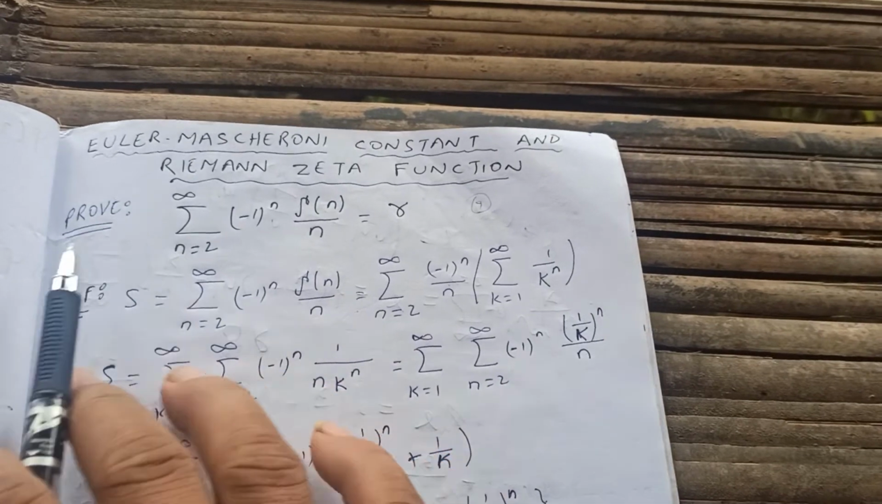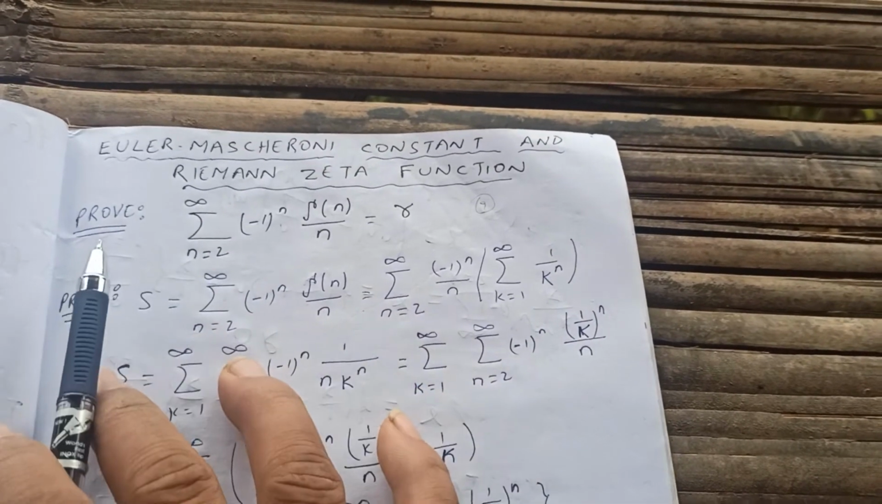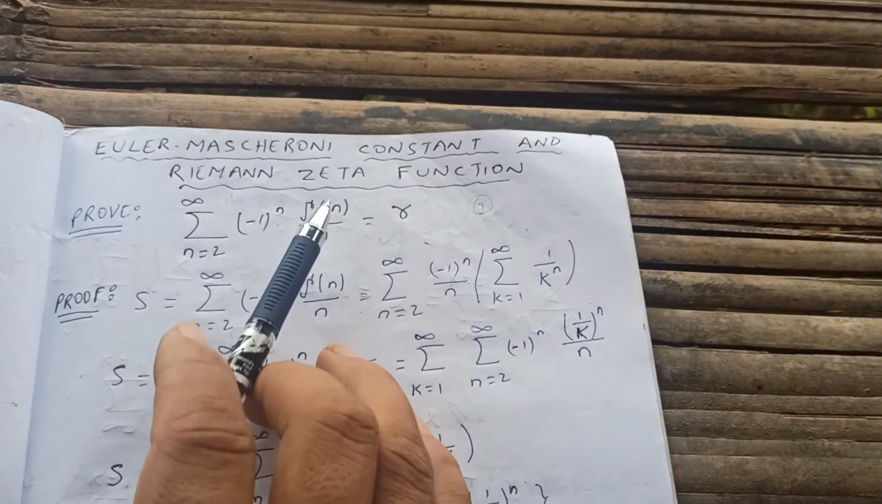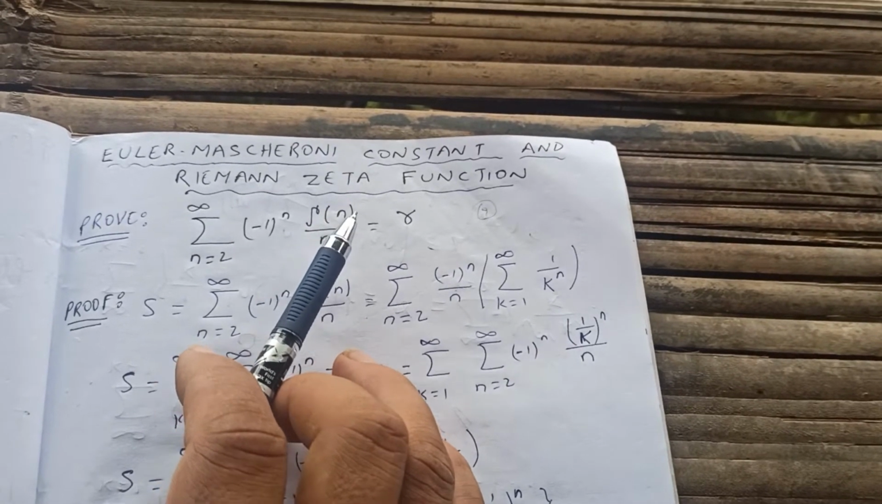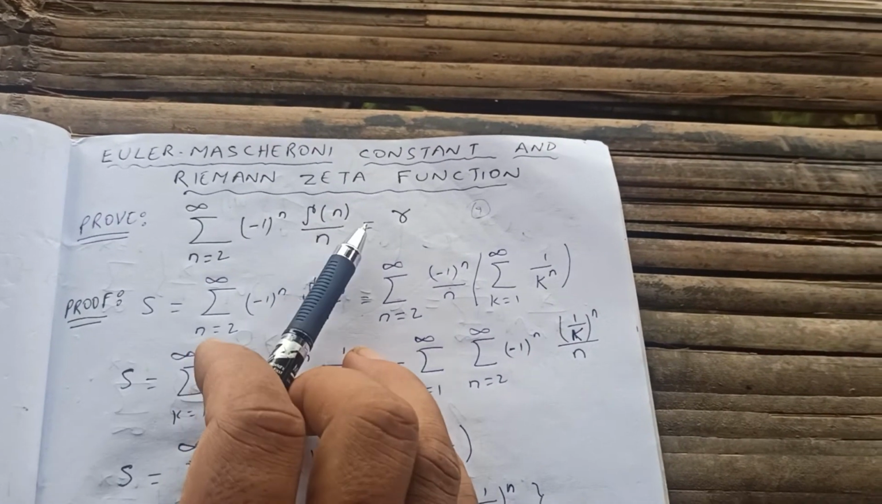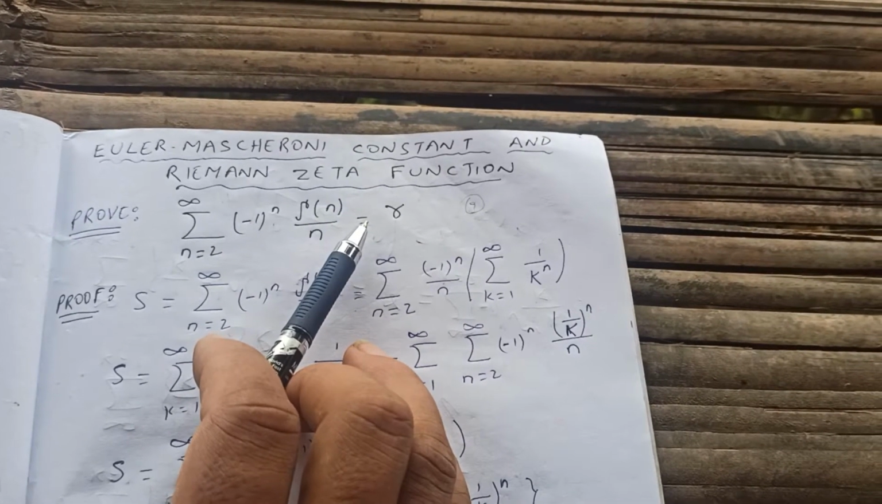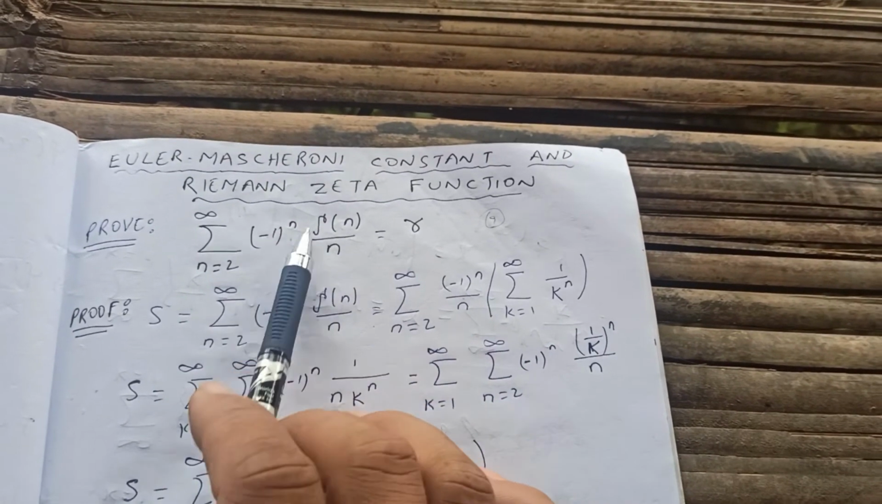So we are going to prove that the sum from n equal to 2 to infinity of negative 1 to the n zeta of n upon n, where zeta of n is nothing but the Riemann zeta function, is nothing but the Euler-Mascheroni constant. Okay, so we are going to prove that. Now let me start with the left hand side.